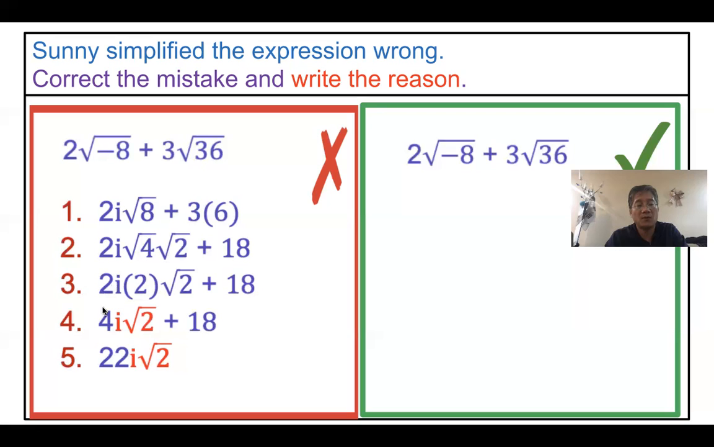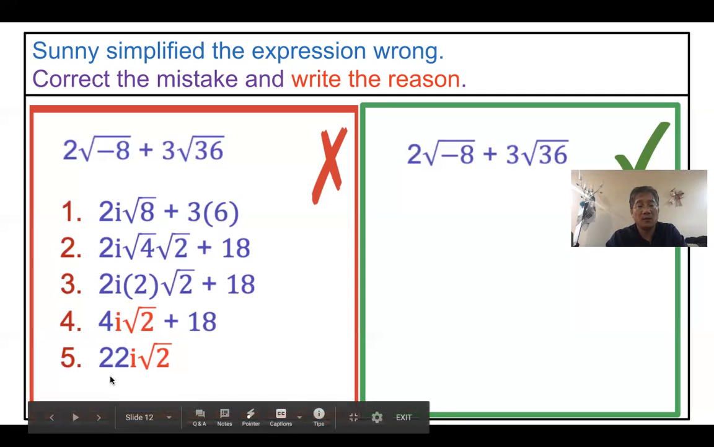2 times 2 is 4. It's a multiplication. You can change the order, it doesn't matter. All multiplication, right? So you can multiply 2 and 2. 2 times 2 is 4i square root of 2 plus 18. Very good.